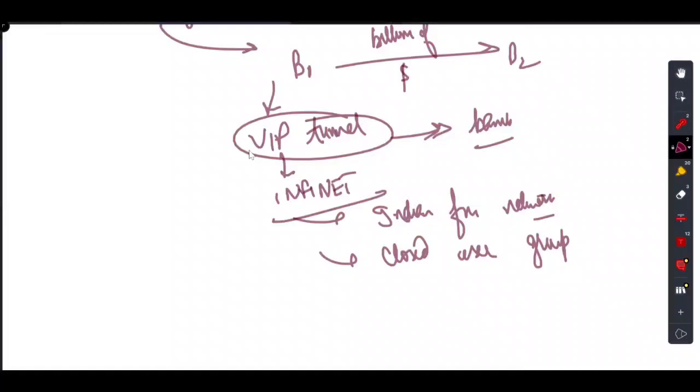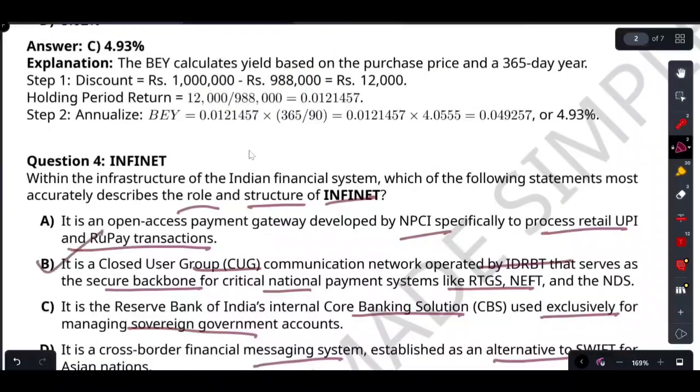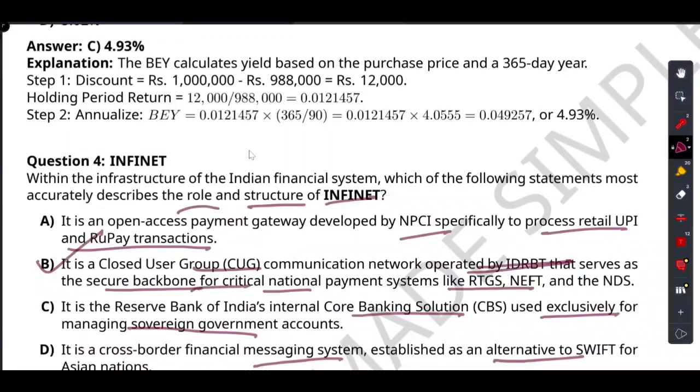So what is the correct answer to this question? The correct answer is option B: closed user group communication network operated by IDRBT serving as a backbone. Now let's look at the other options. Option A talks about UPI, NPCI and RuPay, which run on a public-facing network built by NPCI for everyday retail users, not the secret bank tunnel.